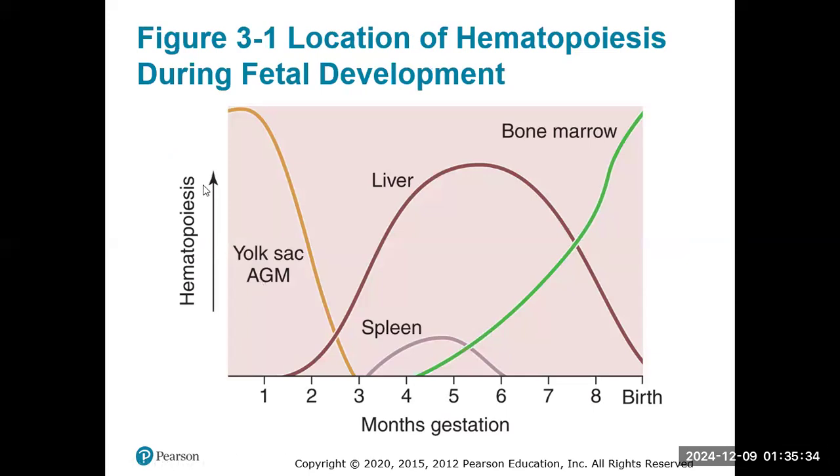This just shows you how the yolk sac drops off at the third month. Liver picks up after about 4 to 6 weeks, and then it peaks at about 5 to 6 months, and then it comes down at birth. And the bone marrow starts after the fourth month and picks up, and that's what carries on through life. So that's just a chart showing you, from fertilization to birth, the locations of hematopoiesis.